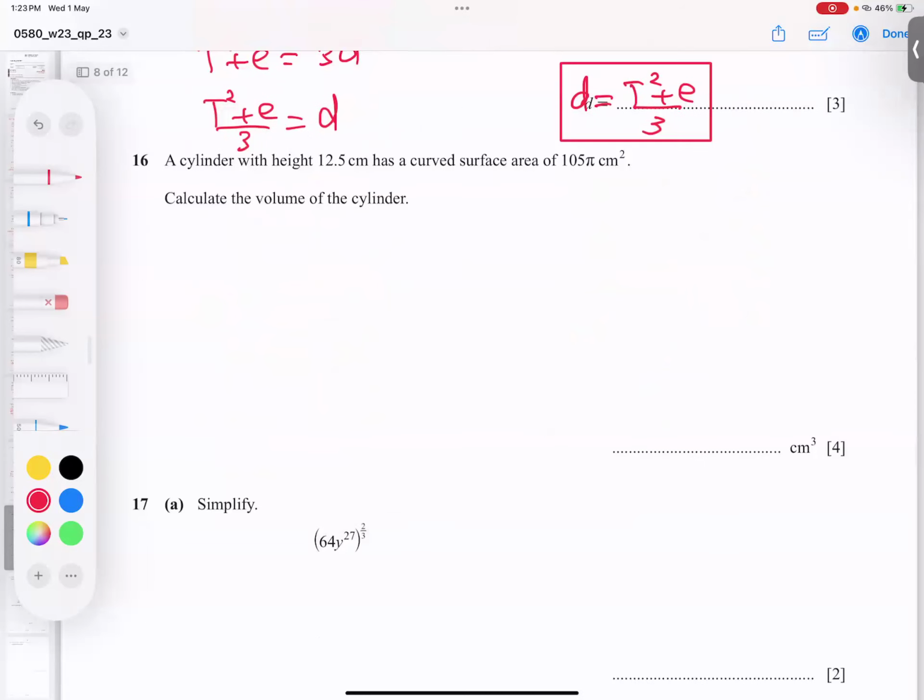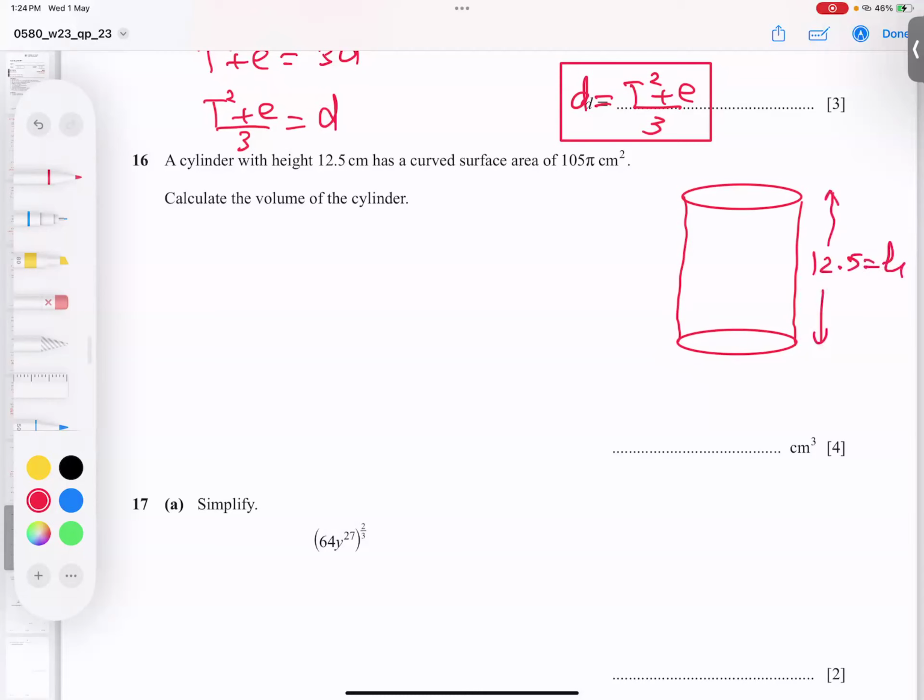A cylinder of height 12.5 has a curved surface area 105 pi. Interesting. We have a cylinder, and I can show you what I'm saying because diagrams help a lot to understand the question. Okay, this is a cylinder, and the height is 12.5. And he has given us the surface area 105 pi, and volume is the target. It's a 4-mark question. So what's the reason? Because 2 formulas are involved here.